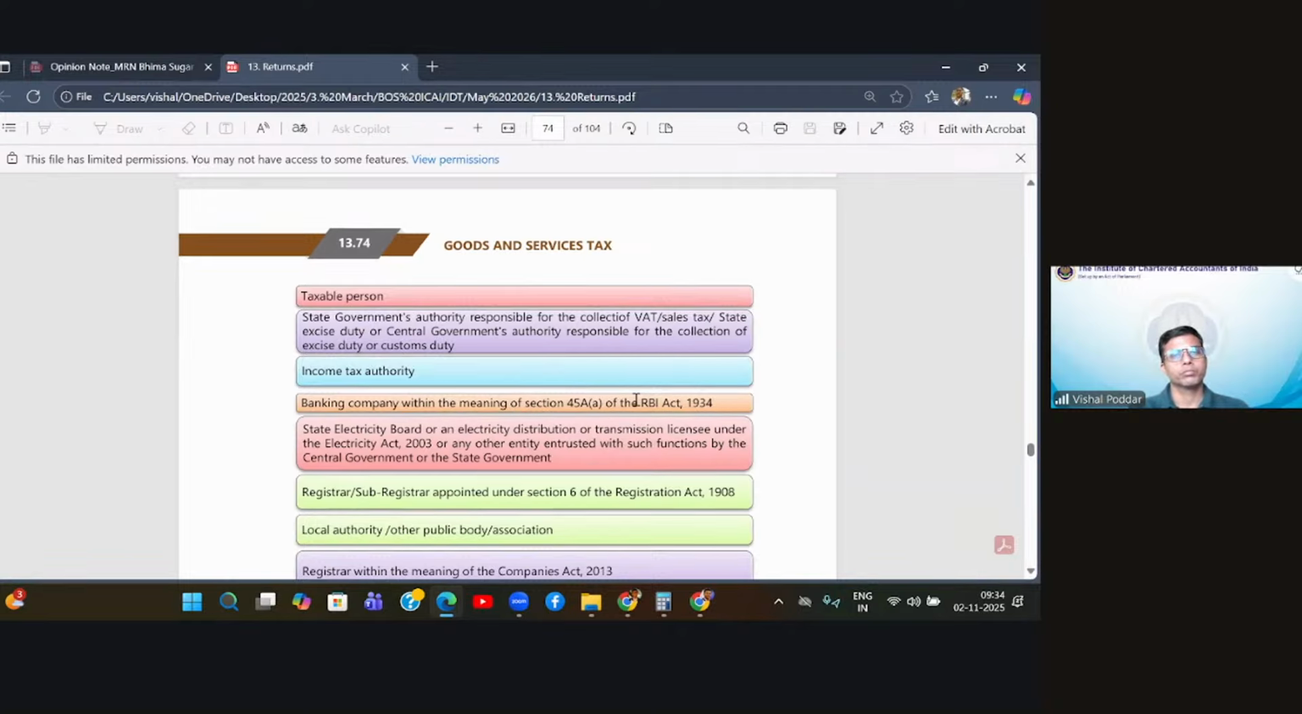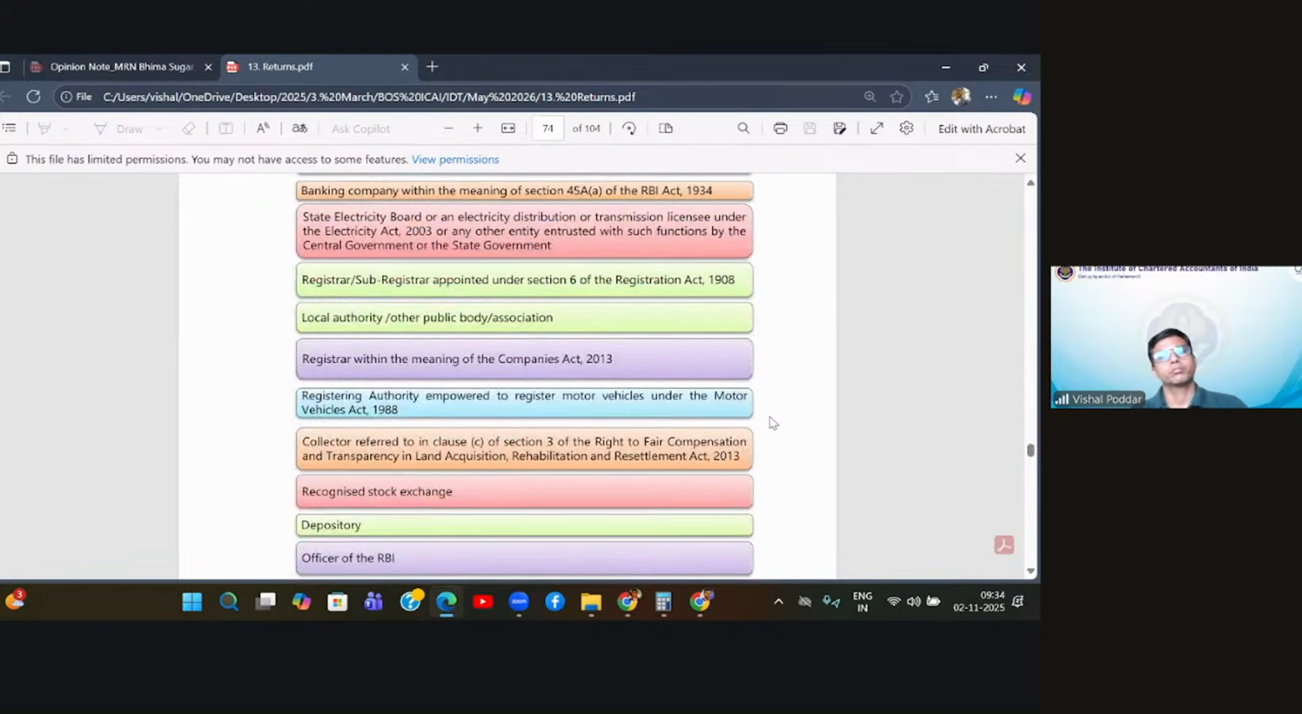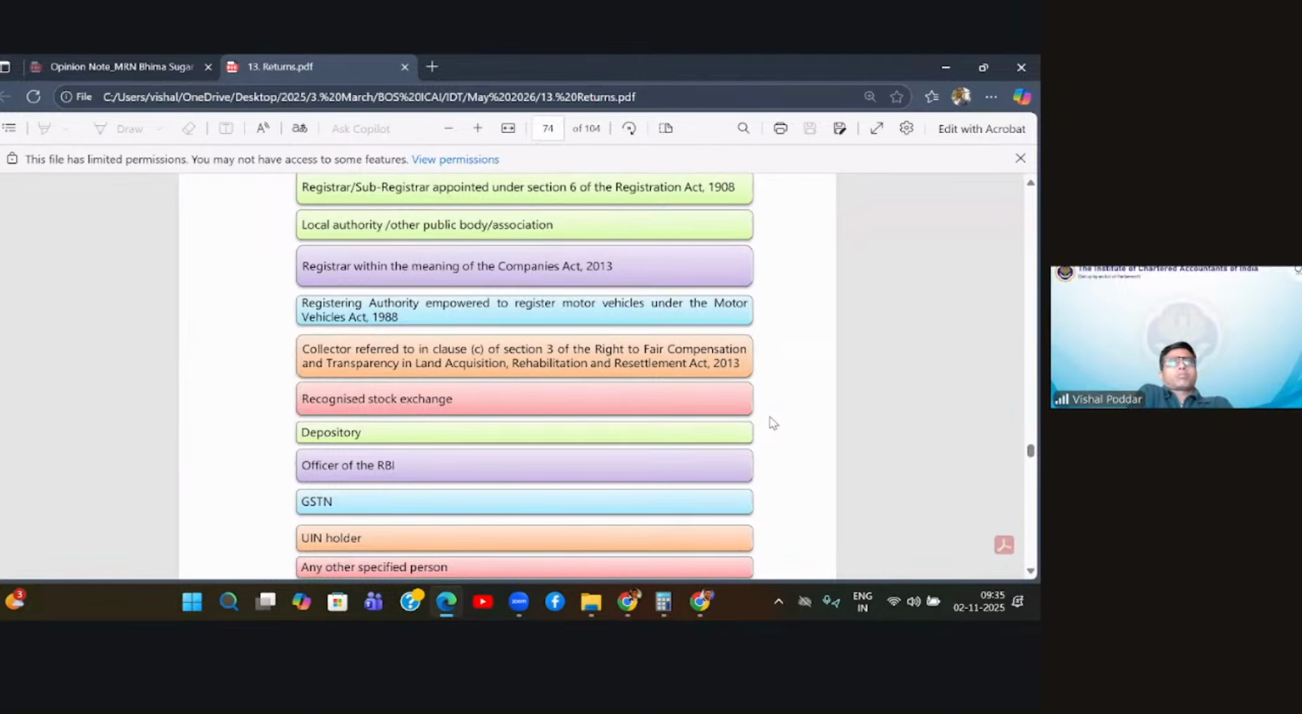Taxable person, state government's authority responsible for the collection of VAT, sales tax, state excise duty, or central government's authority responsible for collection of excise duty or custom duty, income tax authority, banking company within the meaning of section 45A of the RBI Act, state electricity board or an electricity distribution or transmission licensee under the Electricity Act 2003, or any other entity entrusted with such functions by the central government or the state government, registrar or sub-registrar appointed under section 6 of the Registration Act 1908, local authority, other public body, association, registrar within the meaning of Companies Act, registering authority empowered to register motor vehicle under Motor Vehicles Act, collector referred to in clause C of section 3 of the Right to Fair Compensation and Transparency in Land Acquisition, Rehabilitation and Resettlement Act, recognized stock exchange, depository, officer of the RBI, GSTN, UIN holder, any other specified person.